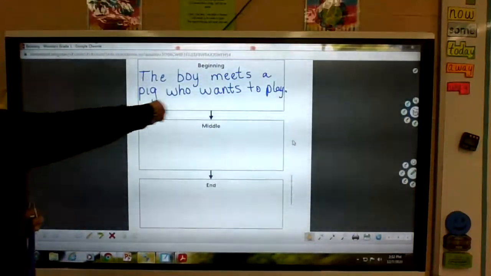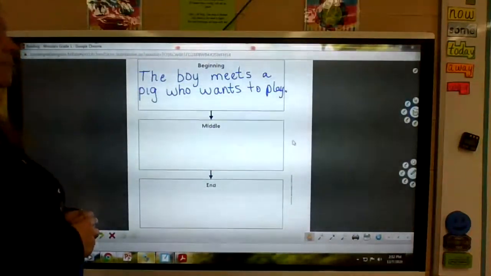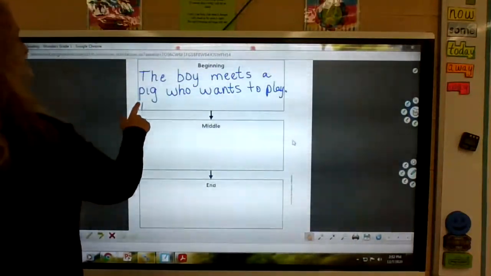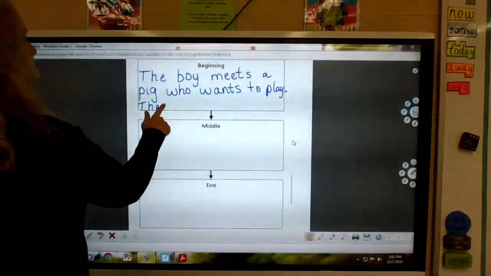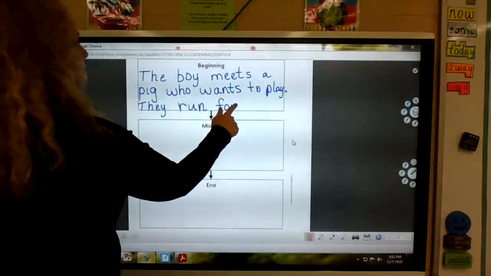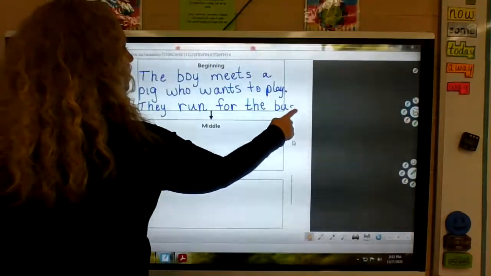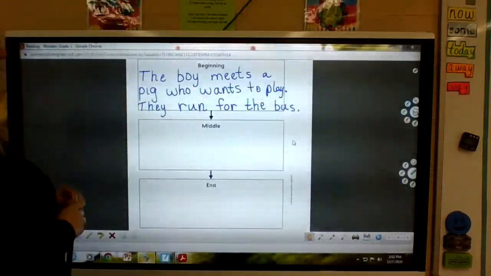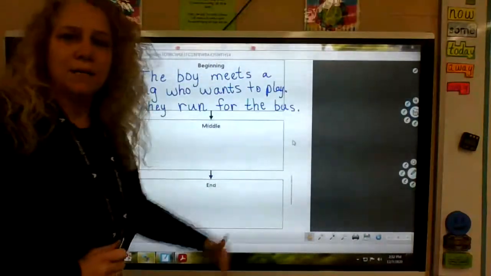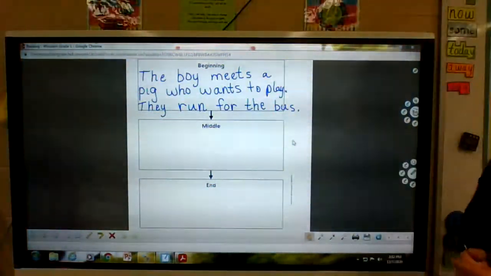I'm going to get the next sentence in and then you can pause me, okay? So the boy meets a pig who wants to play, and then they what? They run for the bus. A new sentence, capital T, they run for the bus. Period again. Okay, make sure you have your spaces. You can go out of the box if you need to. That's okay. All right, pause me so you can finish the beginning.